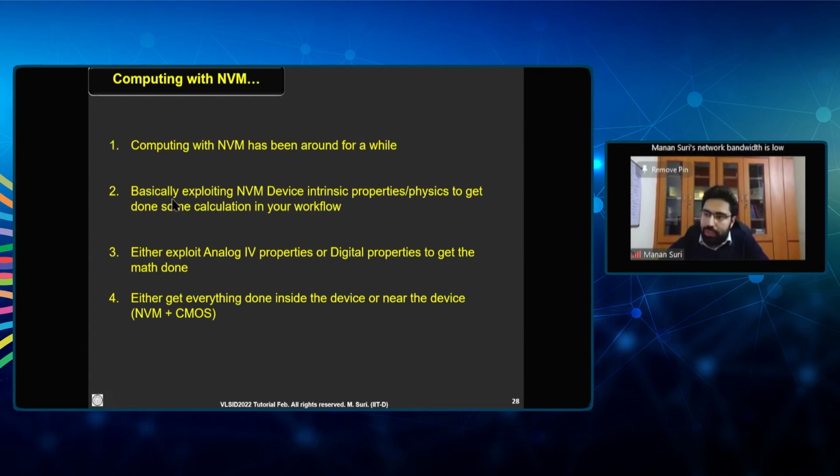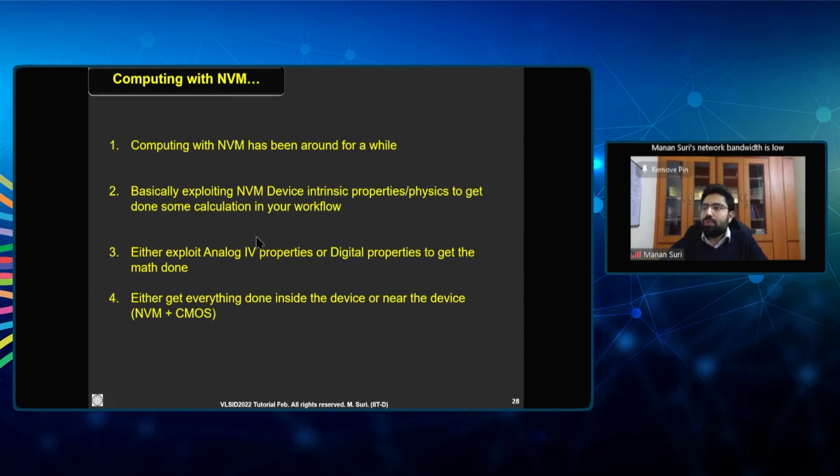As we know, these devices have very distinct analog as well as digital switching properties, so there can be many different combinations through which you can get the math done. The other thing that adds combinations is whether you do it exactly on the device or near the device. When you do it precisely inside the device with a selector or a few transistors, it's completely in-memory computing. When you do it with the device and some circuitry sitting just next to it, it becomes near-memory computing.